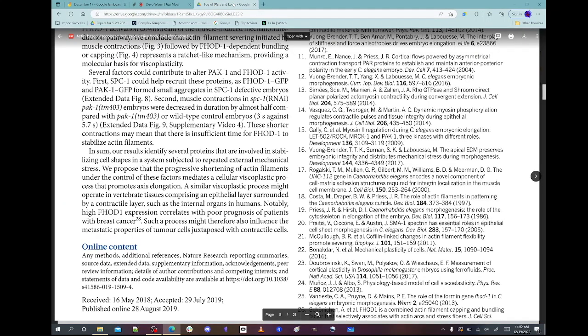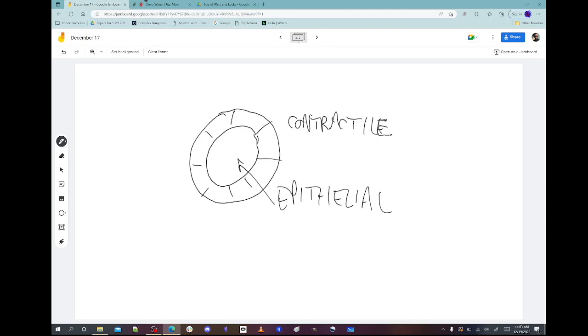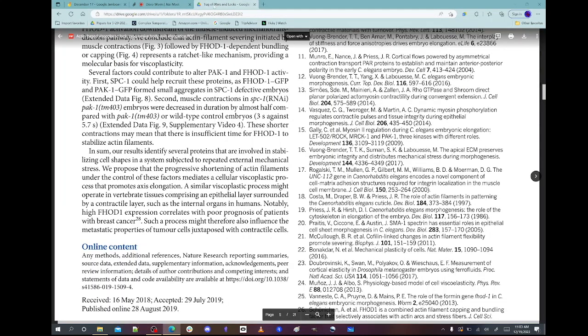So we're talking about an epithelial layer in the middle and a contractile layer outside. So the contractile layer would be out here. This would be the epithelial layer. And so this would be something where you might be able to control this epithelial mass inside of it, squeeze it, or control the shape of it in some way. So they're suggesting that this is something that happens in metastatic cancers, where the tumor metastasizes. And that's how they're thinking about that.